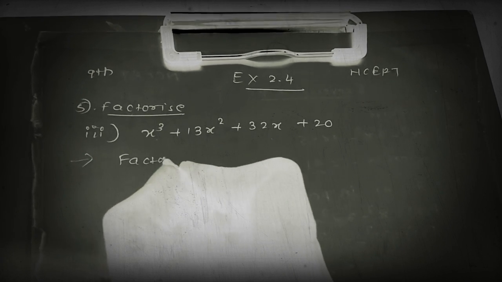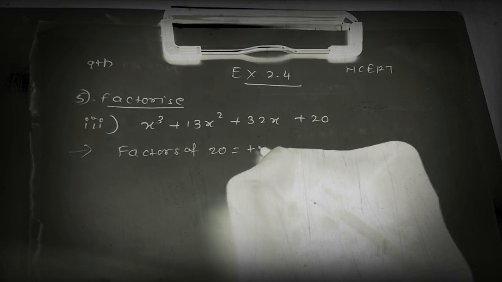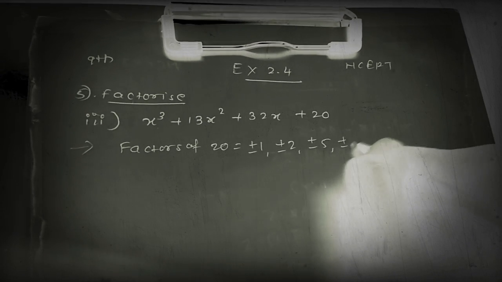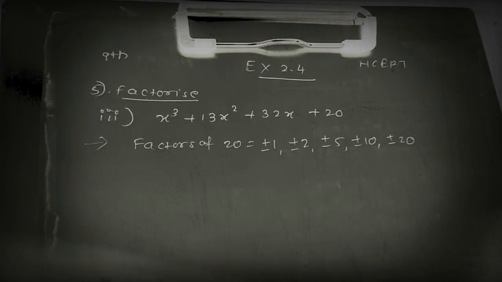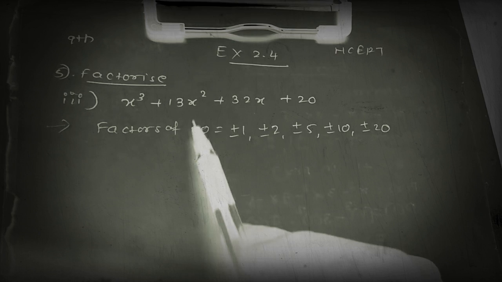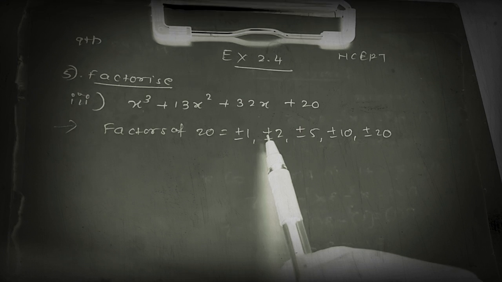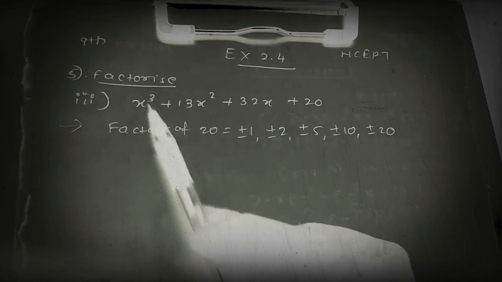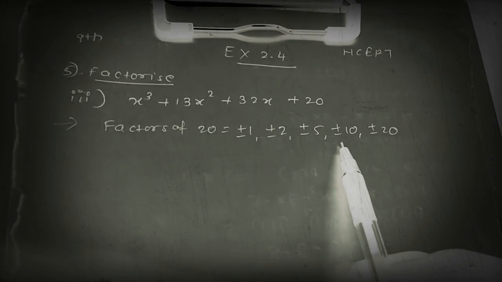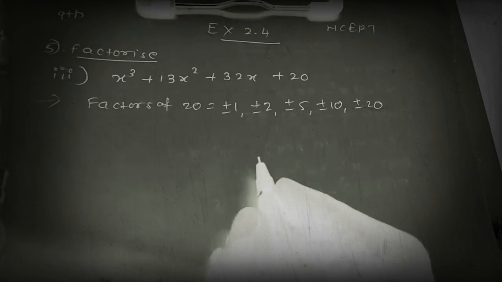So the factors of 20, that is the constant term, you have to list: plus or minus 1, plus or minus 2, plus or minus 5, plus or minus 10, plus or minus 20. And if you try to find all the factors of this cubic polynomial using the factor theorem, it takes time, because you have to check all these numbers until you get 3 factors, because the degree is 3. So instead of that, we will find just one factor, and after that we will use the division method to find the remaining 2 factors.